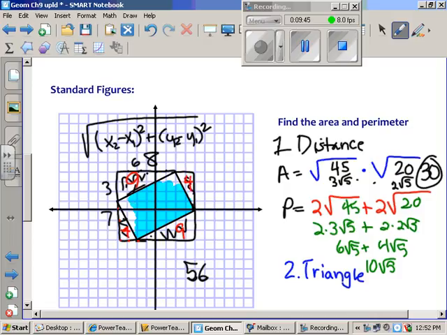So I have 56 minus 18 and 8, which is minus 26. So that gives me an area of 30, which is what we wanted our area to be, right? Okay? So that's for area. For perimeter, you still got to do the distance formula.